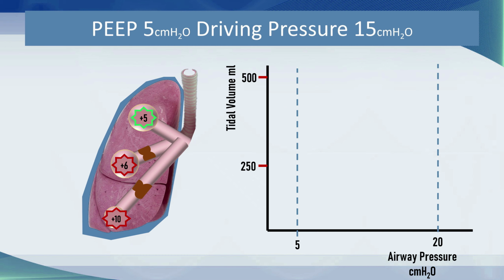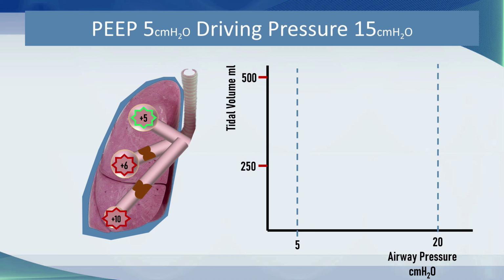Now that you understand these principles, let's map it all out on a volume pressure curve. This is our starting position where the patient has a lot of gas trapped in the airways at end expiration. It takes a lot of effort to open the collapsed or closed airways. In this scenario, the patient is on pressure-controlled ventilation with a PEEP of 5 centimeters of water and a driving pressure of 15 centimeters of water.